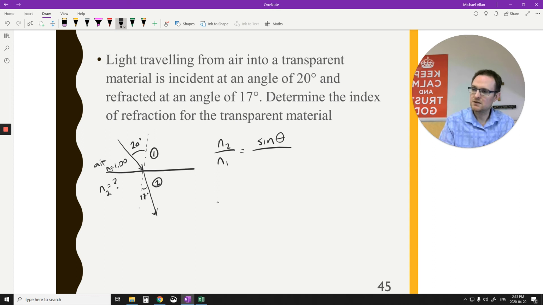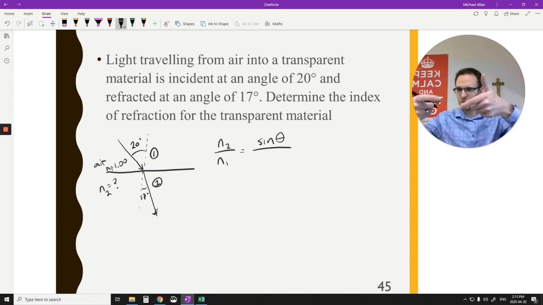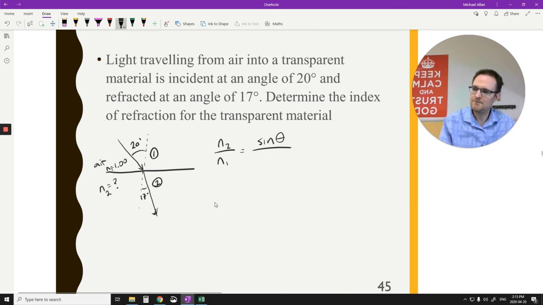And I'll just write out the equation. Now you could always flip the equation over, like that previous one. My sine theta 2 was on the bottom. I could have flipped it over and said sine theta 2 was on the top. But it really doesn't matter. It's just a simple rearranging though.